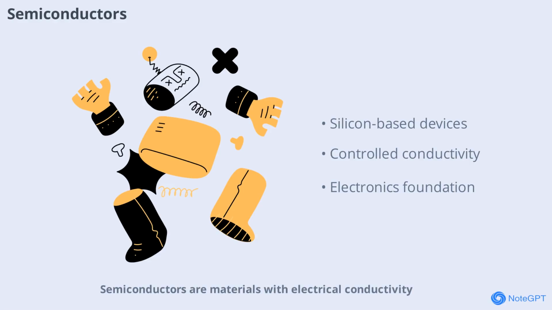Semiconductors are materials with electrical conductivity between that of conductors and insulators. Silicon is the most widely used semiconductor, forming the backbone of modern electronics. By controlling the defects and impurities in silicon crystals, engineers can create devices like transistors and solar cells. The study of semiconductors is a major branch of solid-state chemistry and technology.